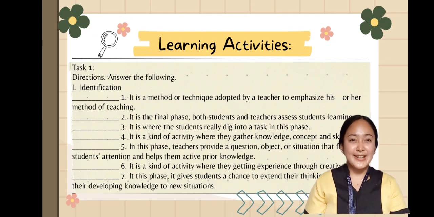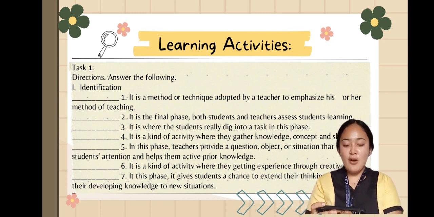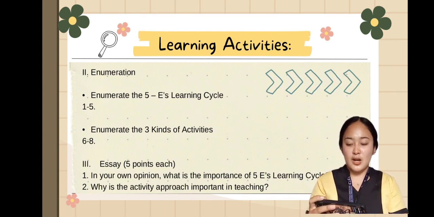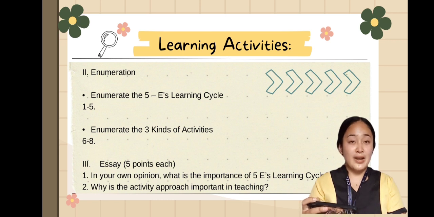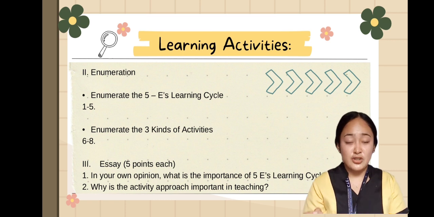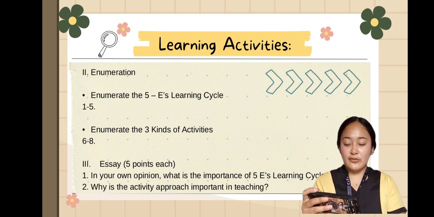For our learning activities, for test 1, we have enumeration 1 to 7. For test 2, we have enumeration 1 to 5: enumerate the 5E learning cycle. For 6 to 8, enumerate the 3 kinds of activities. For test 3, we have an essay worth 5 points each. First, in your own opinion, what is the importance of the 5E learning cycle? And for number 2, why is the activity approach important in teaching?